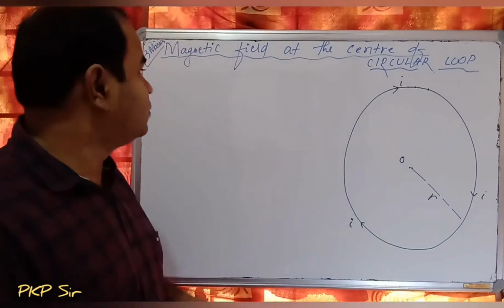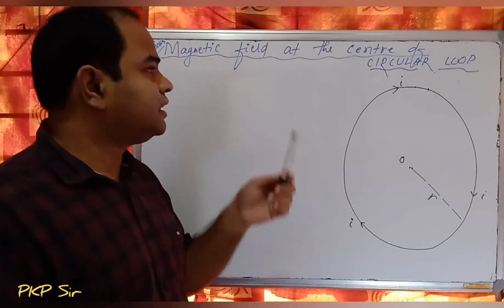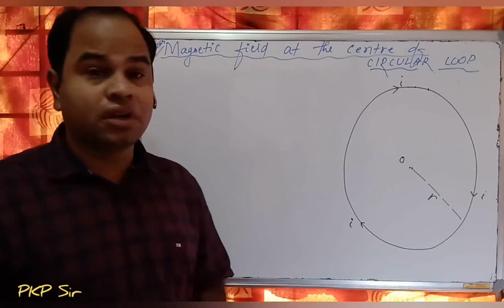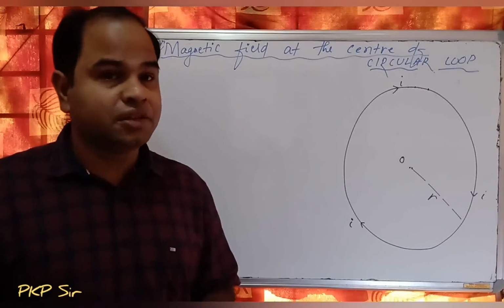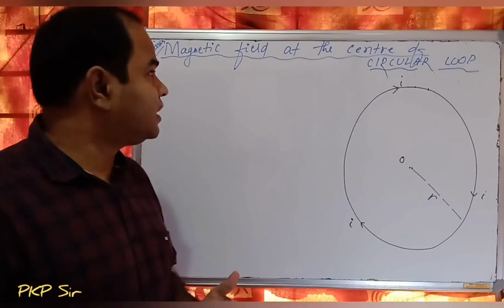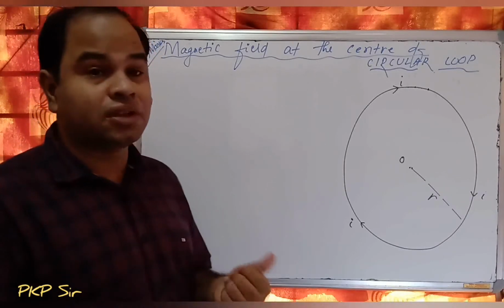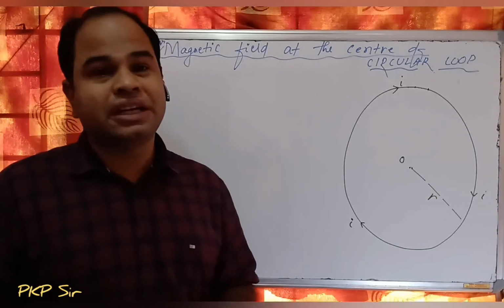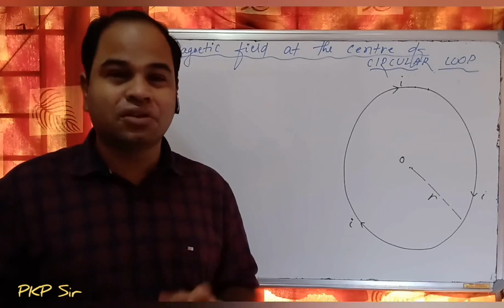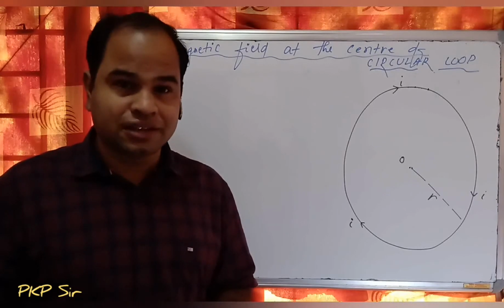Today we'll do magnetic field at the center of a circular loop. This is a 3 marks question. Again, magnetic field at the center of a circular loop, or you can say magnetic field at the center of a circular current carrying conductor.